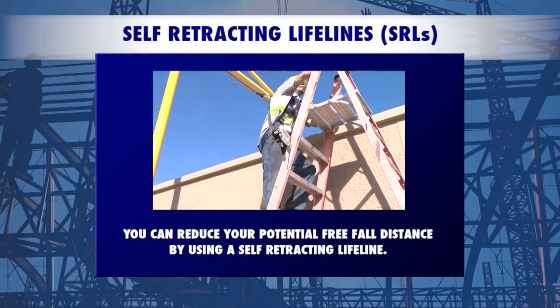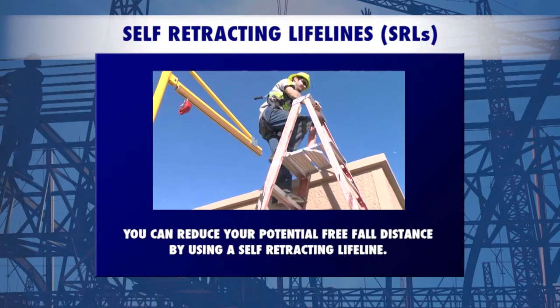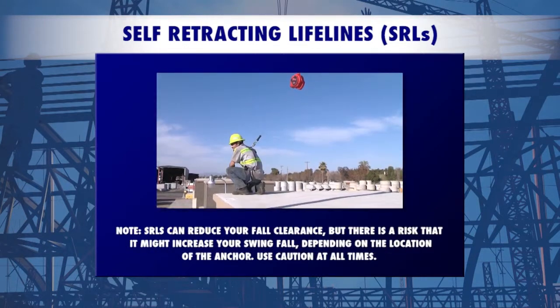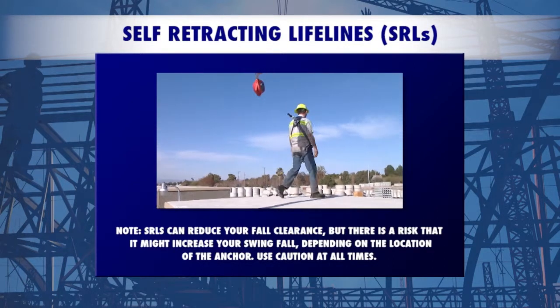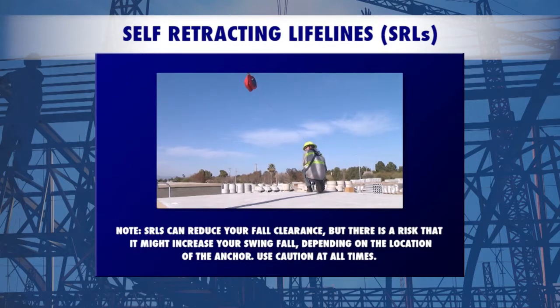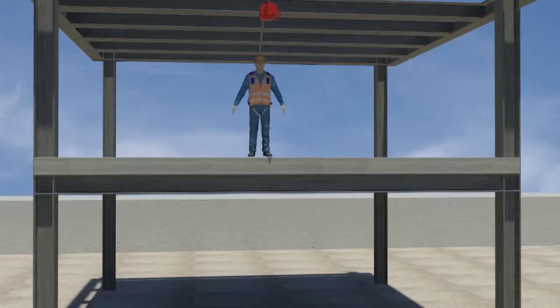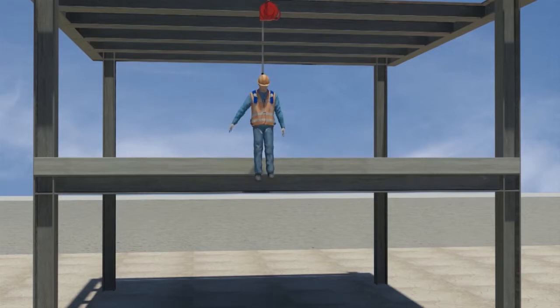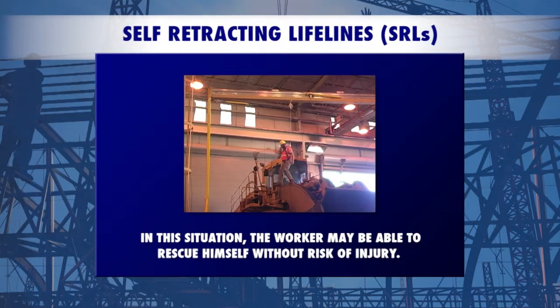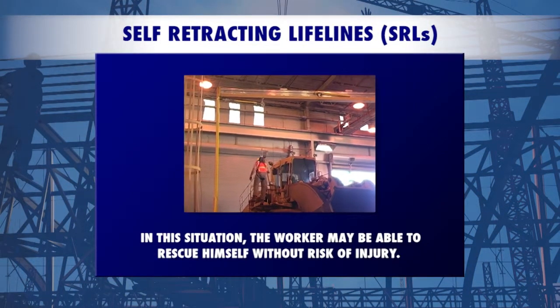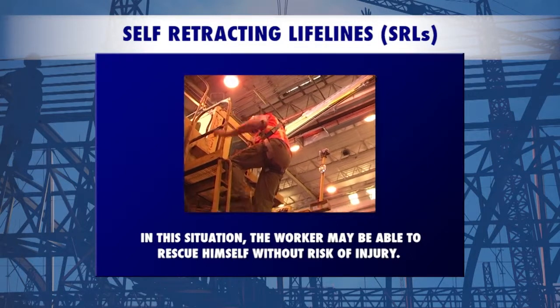You can reduce your potential free fall distance by using a self-retracting lifeline. When anchored above your head, a self-retracting lifeline extends and retracts as the worker moves about his recommended work area at a normal pace. But if a worker steps out of his safe work zone and a fall occurs, the speed sensing brake will activate, stopping the fall within inches and reducing the forces imposed on the body in most cases to 900 pounds or less. In this situation, chances are very good the worker may be able to rescue themselves, and the potential for injury is reduced.